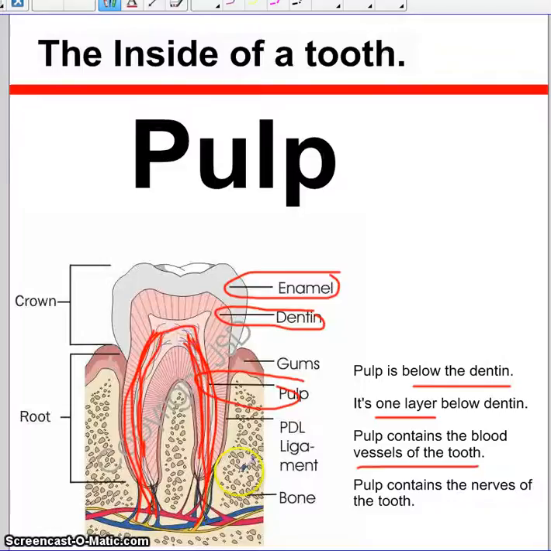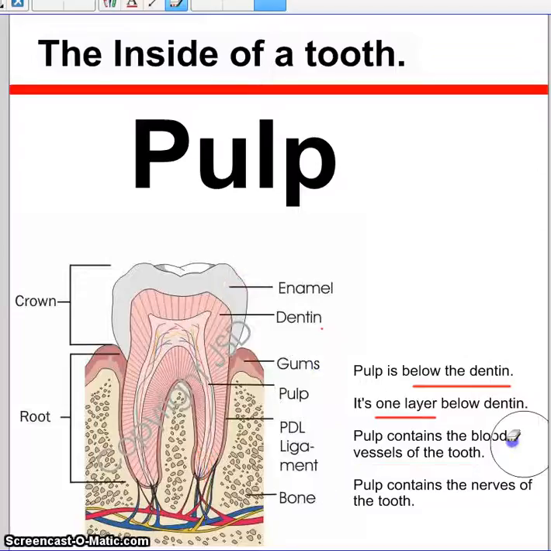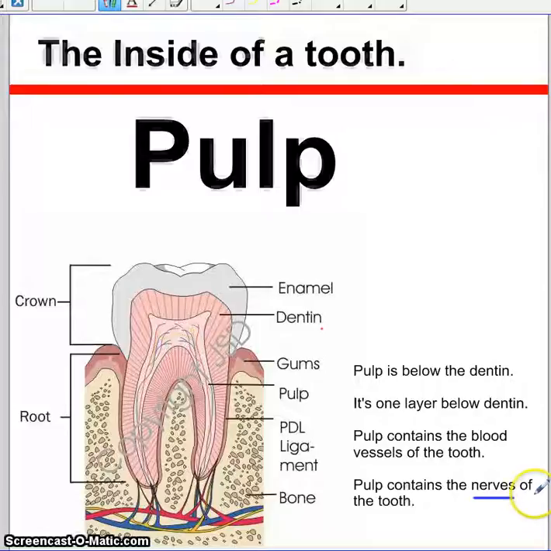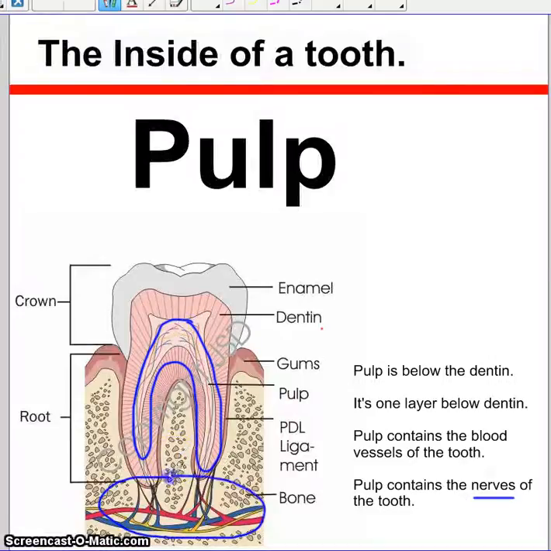Pulp also contains the nerves of your tooth. Have you ever hurt your tooth, or have you ever had a problem with your tooth giving you pain? A lot of that pain is coming from the pulp because your nerves are the things in your body that the brain sends messages to, and the nerves send them back, and you feel pain through your nerves. So you've got your nerves right here in the pulp, and you have your blood vessels leading to the pulp.